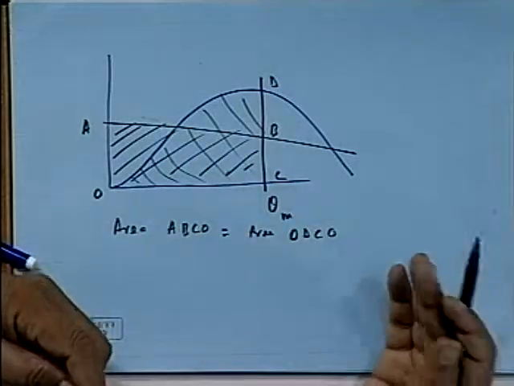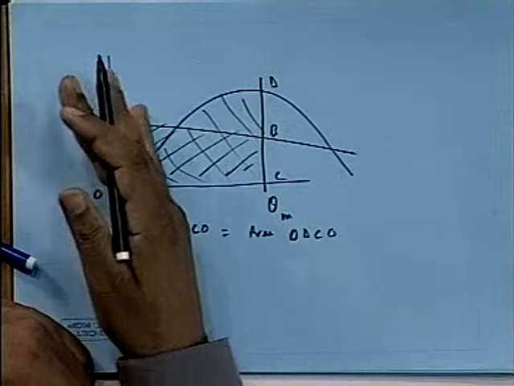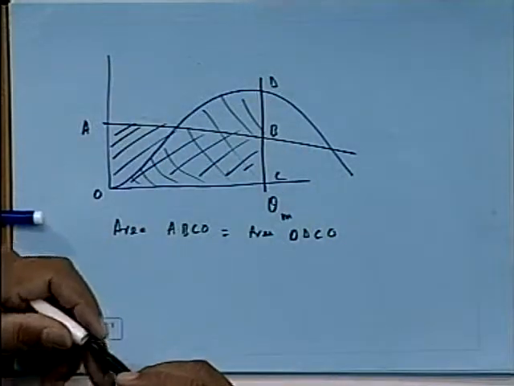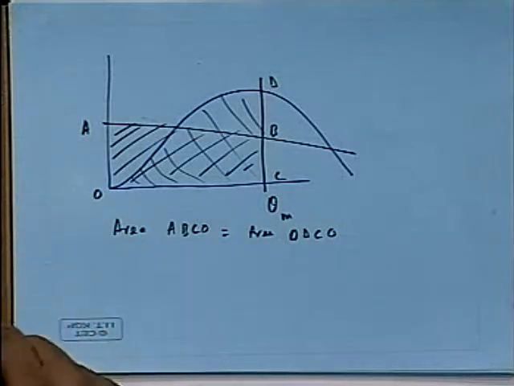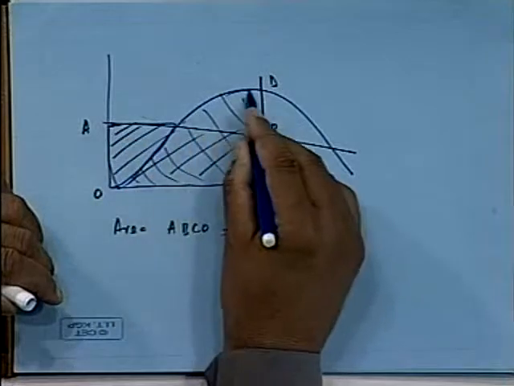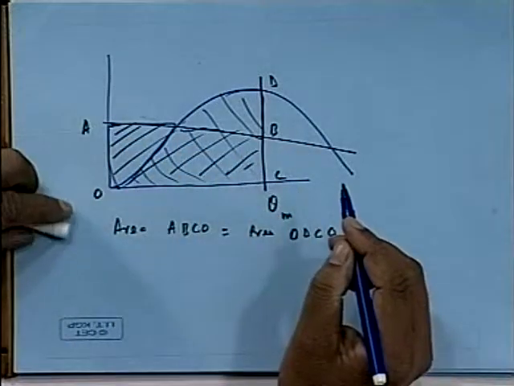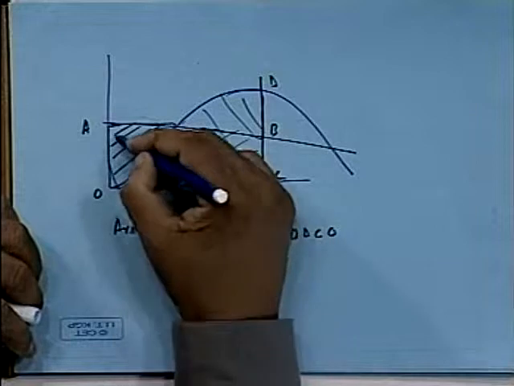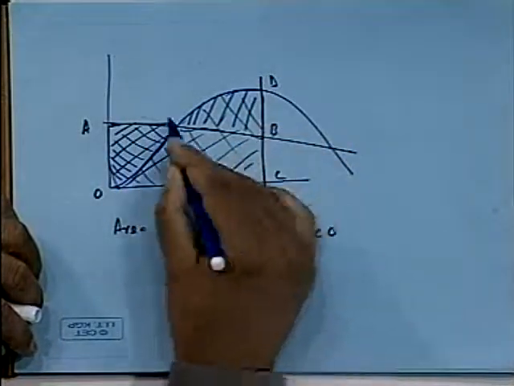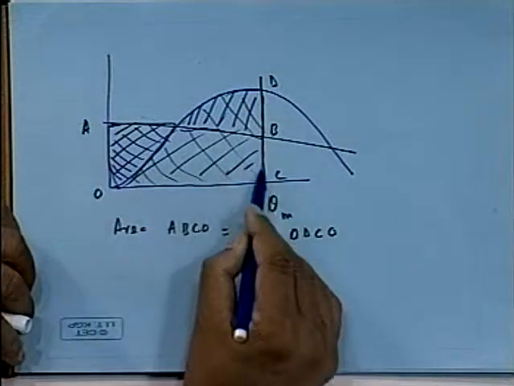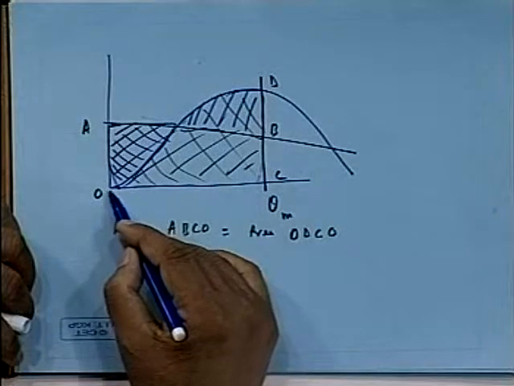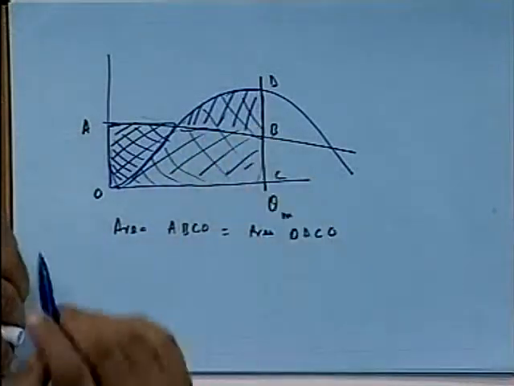That is the condition. In other words, it will come up to that angle theta m where the two areas are the same. Essentially it is where this area is the same as this area, because this is common to all. Saying that this area is equal to this area is the same as saying that this area must be equal to this area.